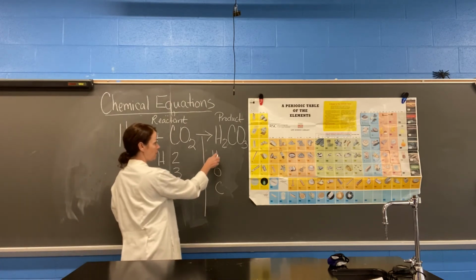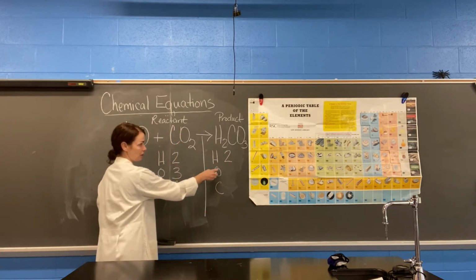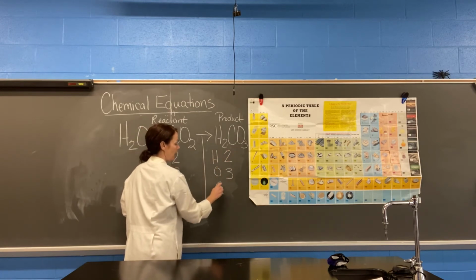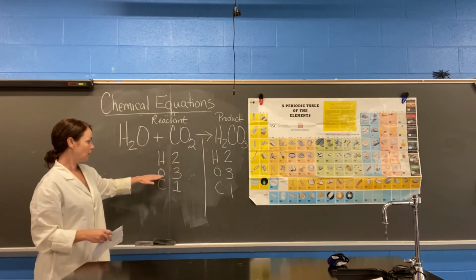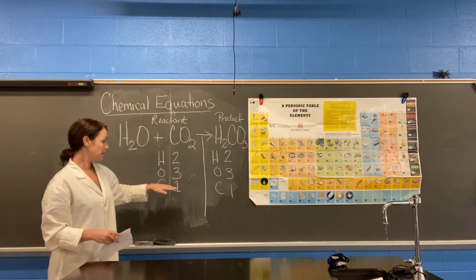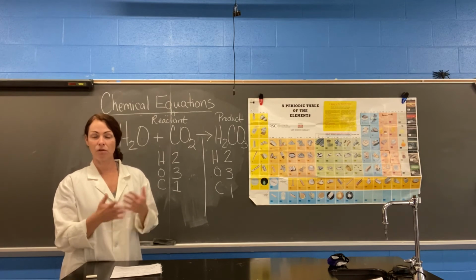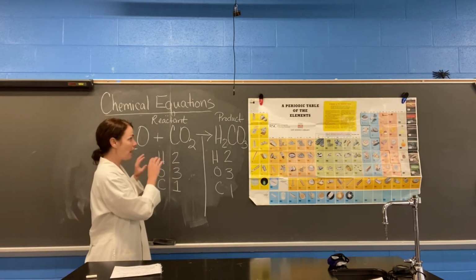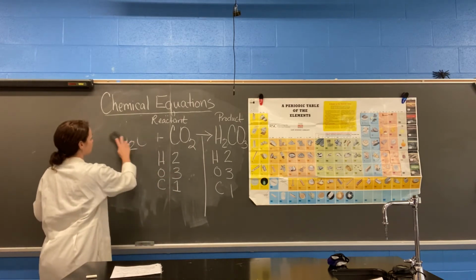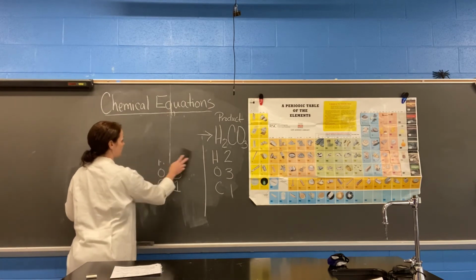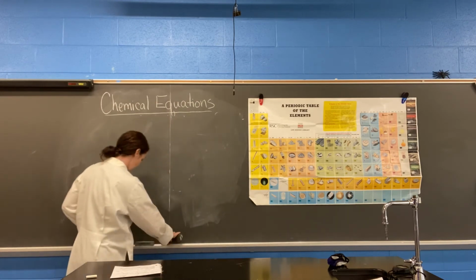Over here, when we find our hydrogen and its subscript of 2, it has 2 atoms. Oxygen has 3, and carbon has 1. So when we take a look, hydrogen, 2 and 2, oxygen, 3 and 3, carbon, 1 and 1. So this chemical equation does show us that the law of conservation of mass is in action, or this is a balanced equation. So there's nothing wrong with this equation. But we're going to take a look at another, because sometimes they don't work out quite like that.